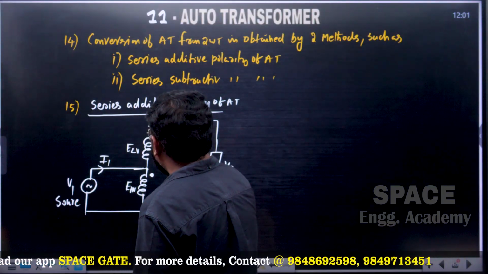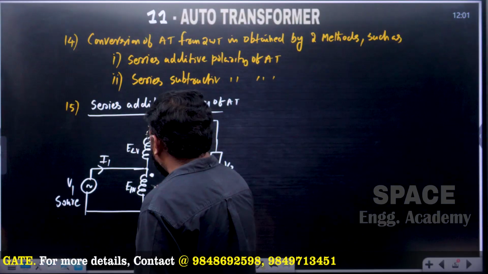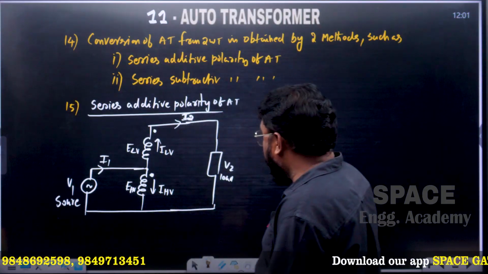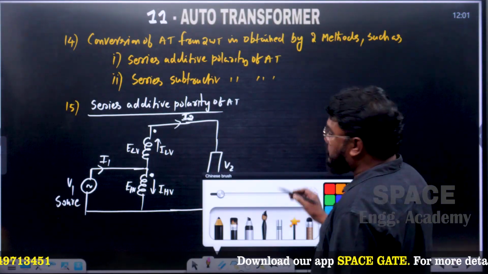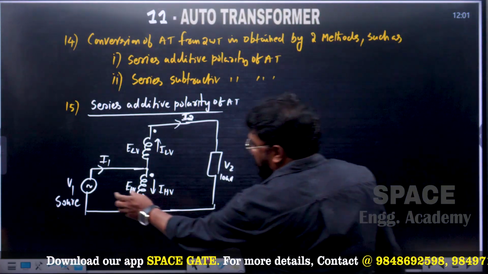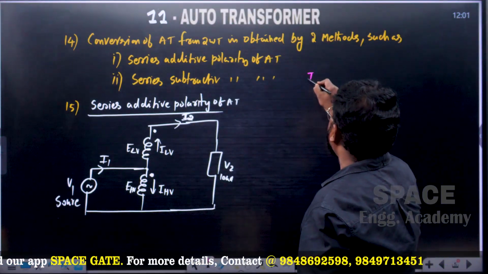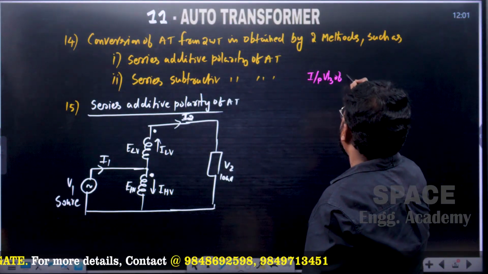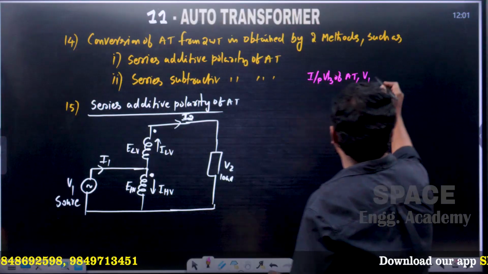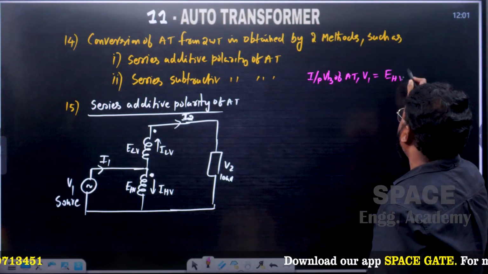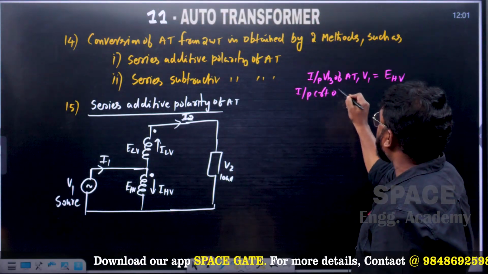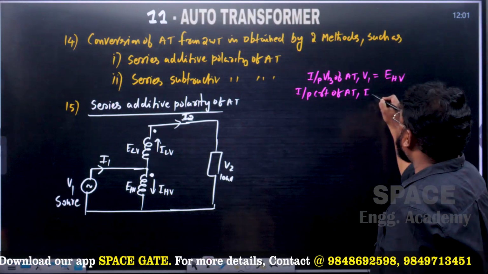Here this is the current in the LV winding, and this is the current in the HV winding of the auto transformer. In series additive polarity of auto transformers, what are the conclusions we have? How do we get V1? That is the input voltage of the auto transformer, denoted by V1. So V1 is equal to EHV, if it is excited with the high voltage. Next, the input current of the auto transformer, denoted by I1.